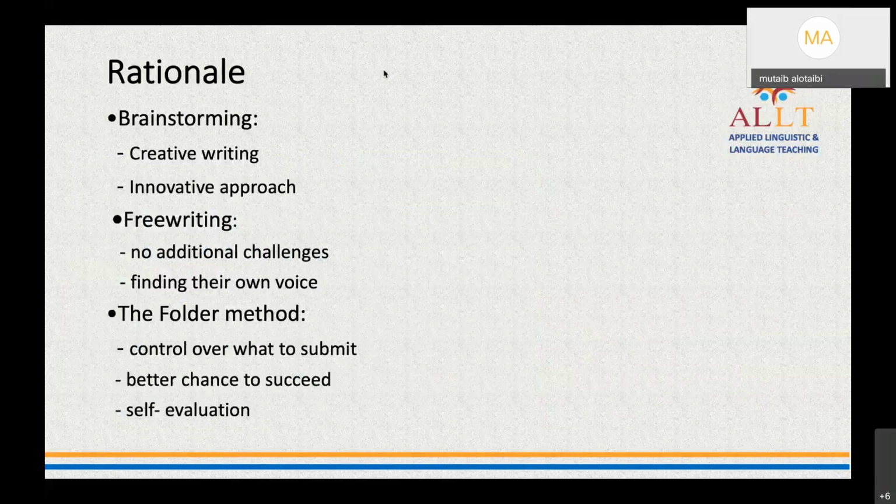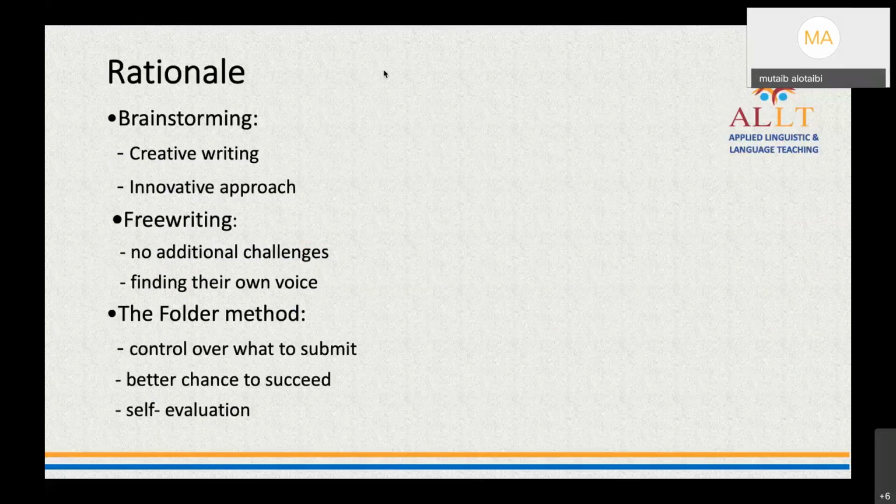The rationale behind the three writing techniques. Using varying writing techniques such as brainstorming, free writing, and the folder can have a positive impact on students' writing outcomes.